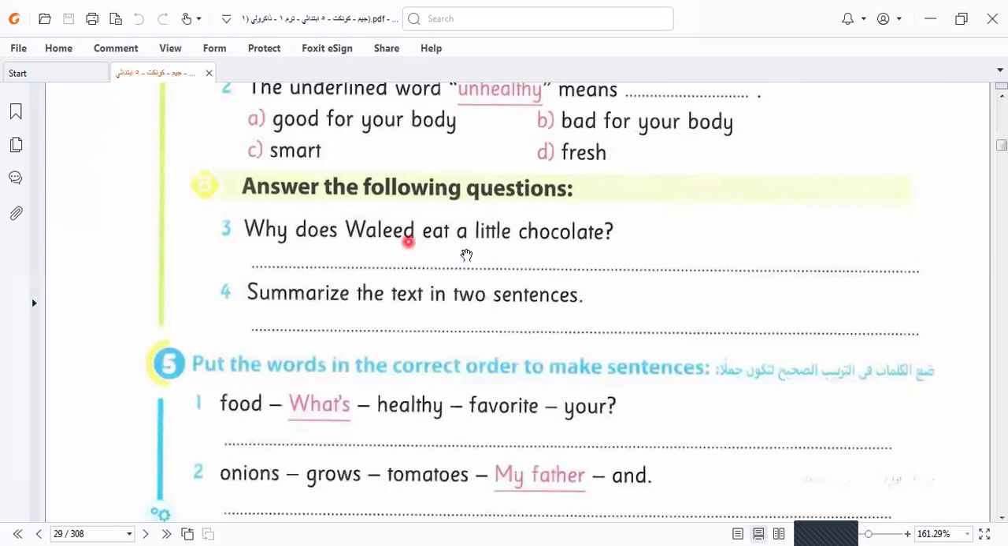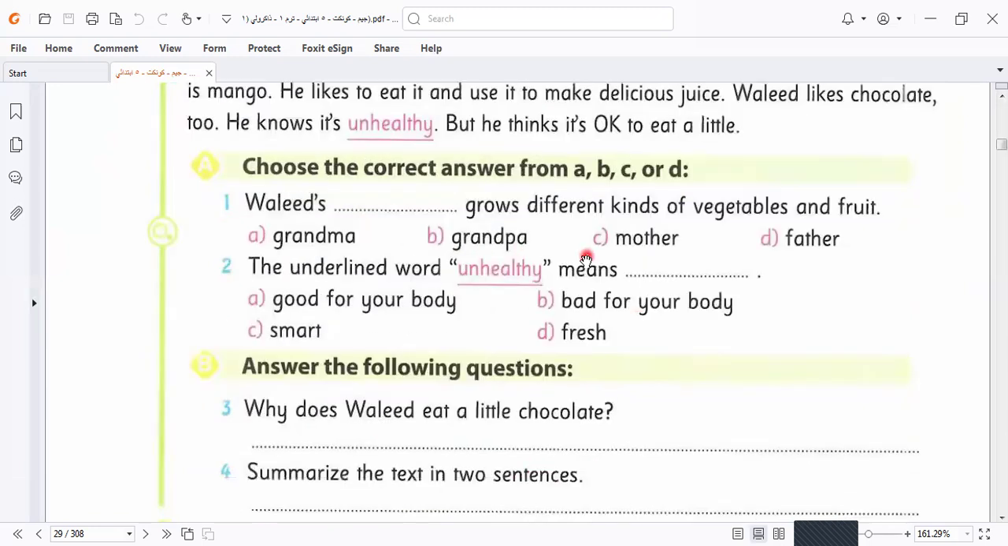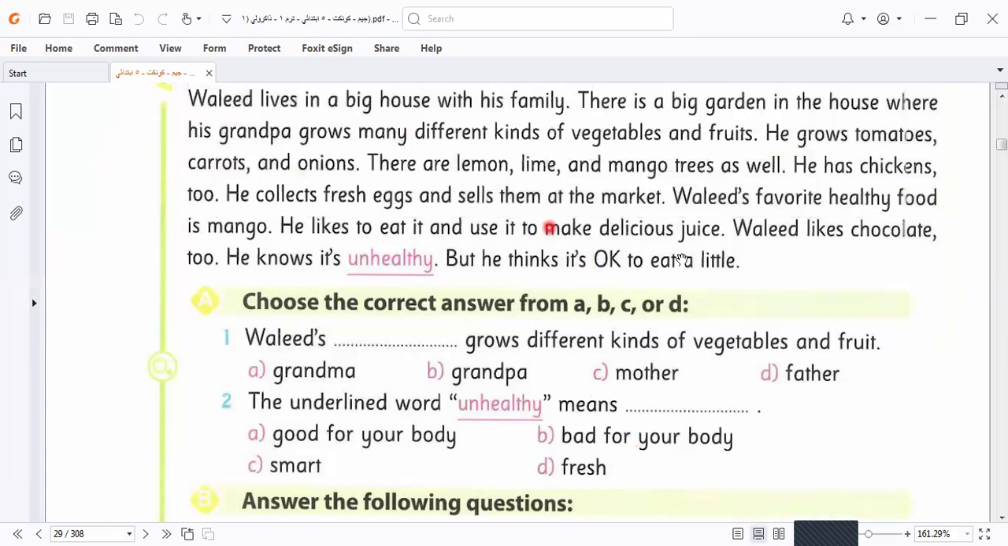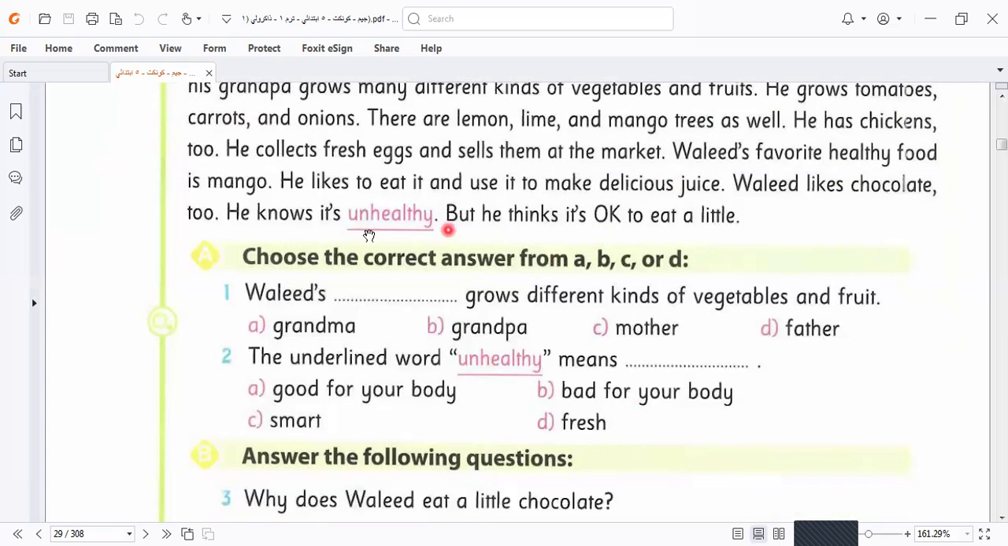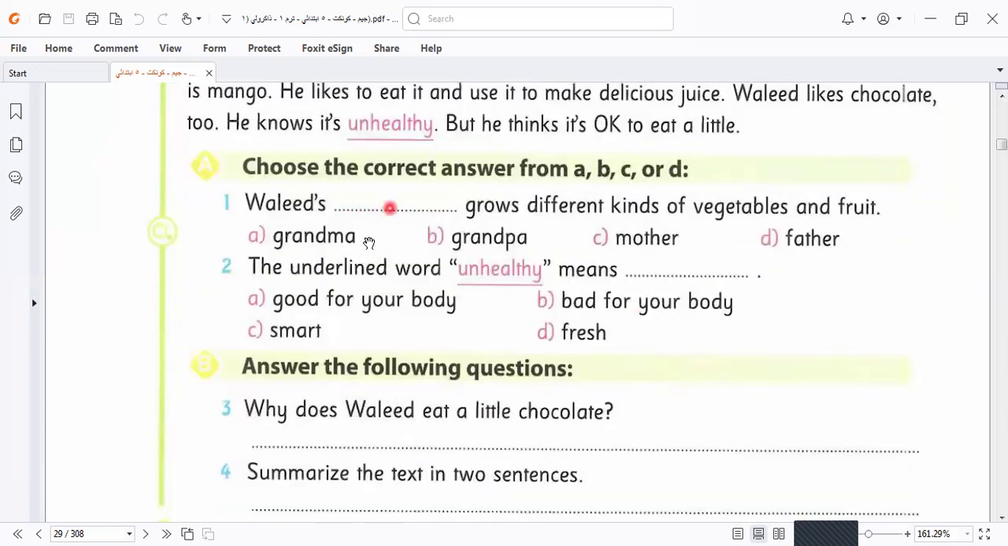Why does Walid eat a little chocolate? Because it's what? He eats a little chocolate because it's unhealthy. Because Walid knows, or he knows, that chocolate is unhealthy.